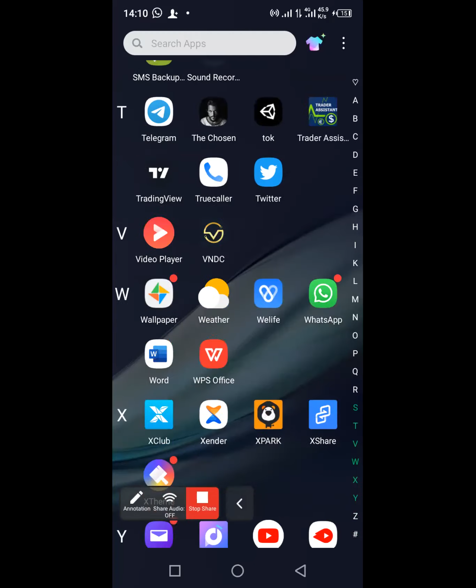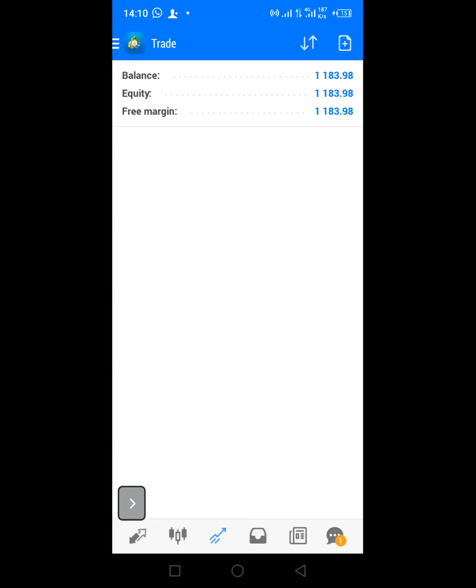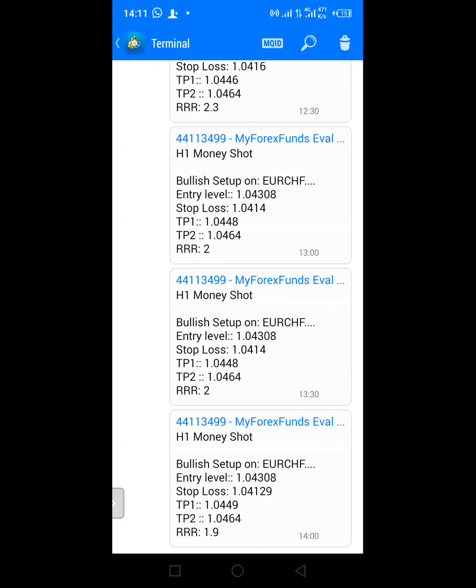Let me get Zoom on my device. Share the screen. All right, so I'll call up my MT4 here now. All right, so if I come here, you guys can see that, right?